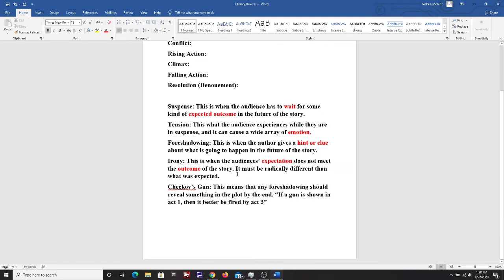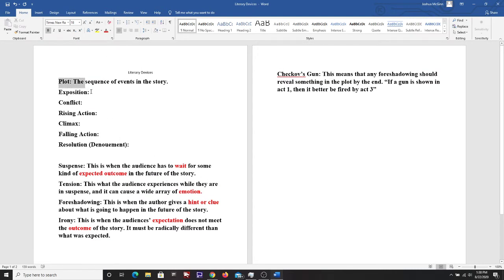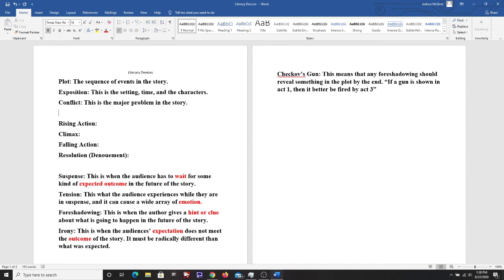So I'm going to move this down, to elsewhere. So we have all of our plot elements, right? These are things that we should all understand from either middle school or last year's classes. So exposition, this is the setting, time, and the characters in the story. Okay, conflict, this is going to be the major problem in the story, or the overarching problem.